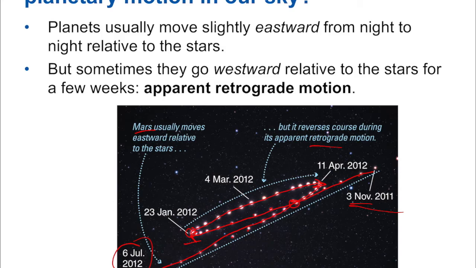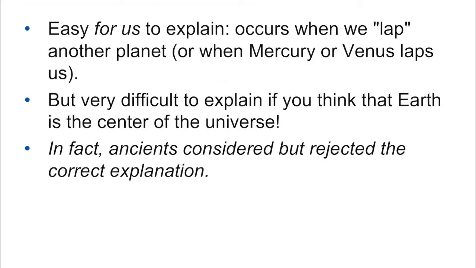But why does it do that? Why would a planet just spend a couple of months drifting backwards, seemingly? Well, because it's all about perspective. It appears to drift backwards if we just assume that Earth is at rest and the planets are just up there doing their things, but Earth is not at rest. Earth is orbiting the sun.